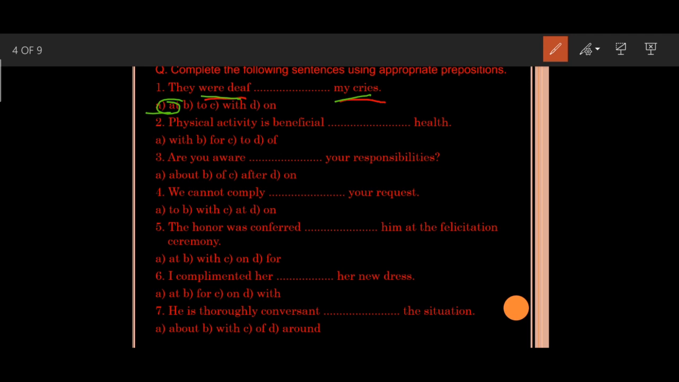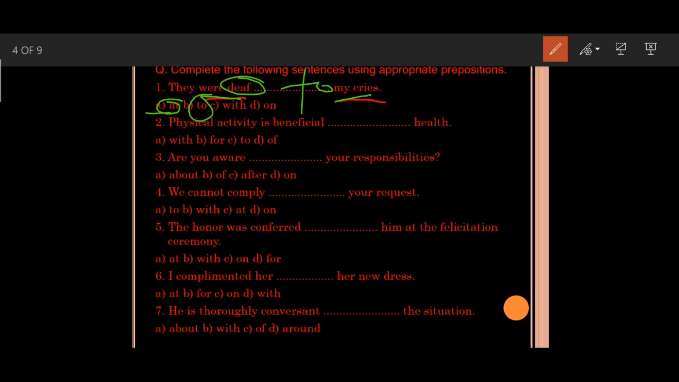So what we do here is the second one, to. Listen to your cries. Listen to my cries. Deaf to my cries. So with is absolutely wrong. On is also absolutely wrong. So your answer easily will be they were deaf to my cries. That means वो मेरे cries को सुन रहे थे जो मैं रो रही थी, but they acted like they didn't listen to it. So our answer is 2.